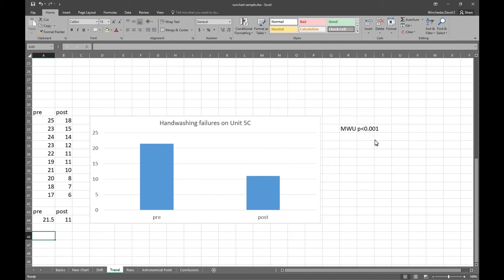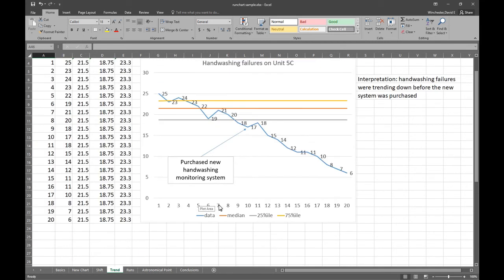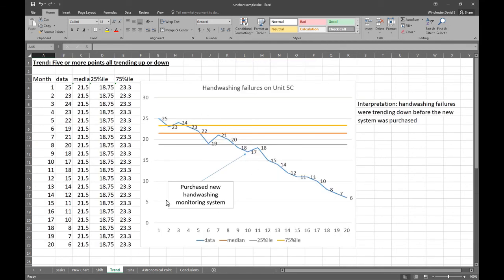You can see there's a difference. When you calculate that with your Mann-Whitney U, you get a p of less than 0.001. So hey, significant improvement. And again, if the only thing that occurred between pre and post that you were aware of was purchasing this monitoring system, you might think that this is a great investment and the hospital should buy it for everybody, when in reality, that may not really be the case.